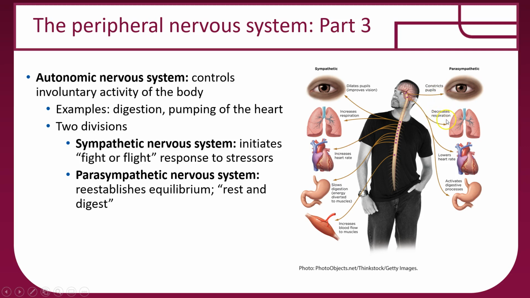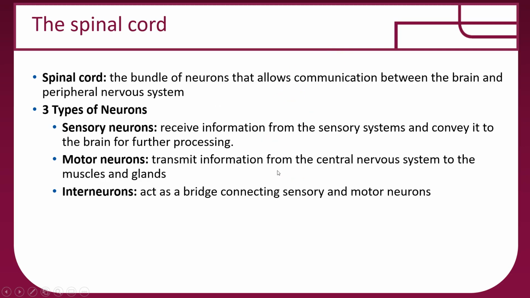Parasympathetic decreases your breathing. Again, you can see the sympathetic system increases your heart rate when you're in an emergency, and the parasympathetic lowers your heart rate when you're in a normal situation. So these two kind of work in opposition to each other. Most of our time, it's our parasympathetic nervous system that's working, and only in emergencies does the sympathetic one kick in.